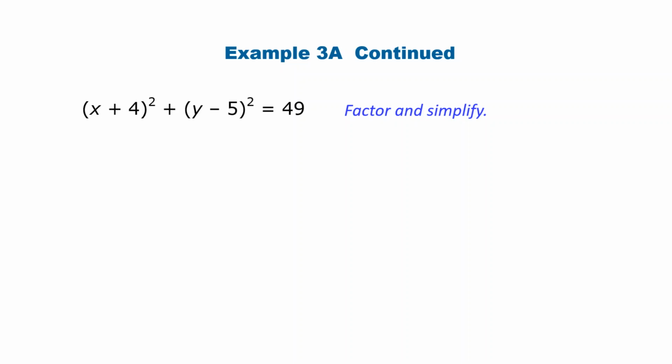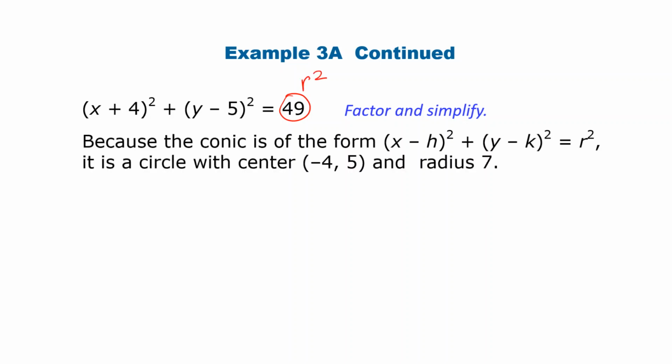Okay, here it is written out for you. It's factored, and now that we look at this, we can recognize this as a circle. So this is the exact formula of a circle, and 49 is our radius squared. So the square root of 49 is 7. That tells us that we have a radius of 7. I also know that my center is going to be 4, actually negative 4, 5. So that's where our center is.